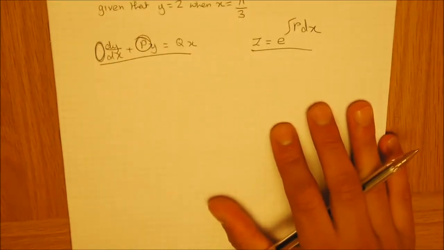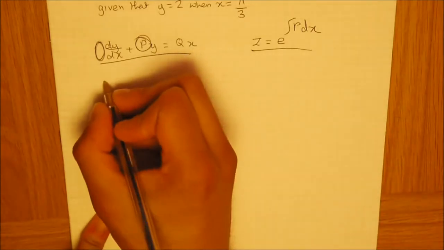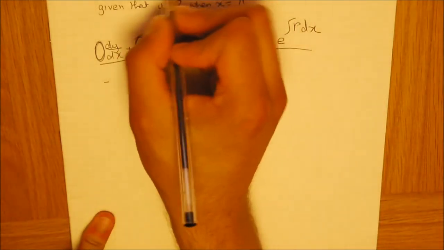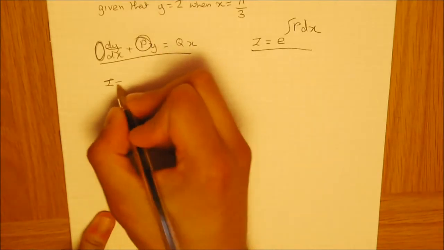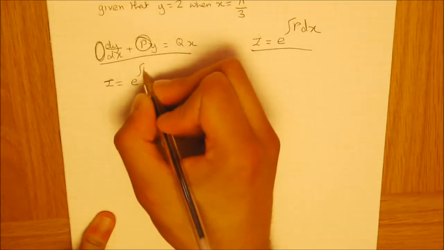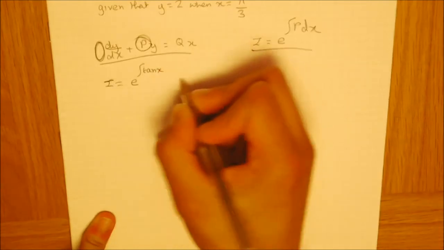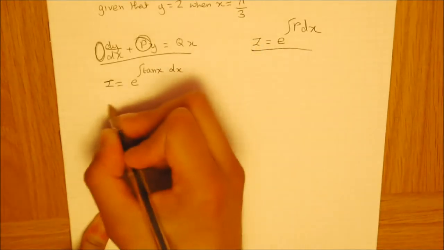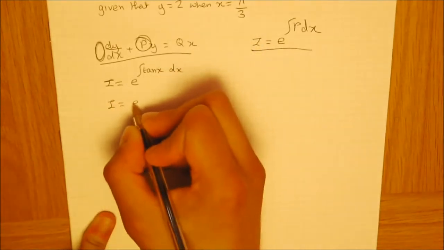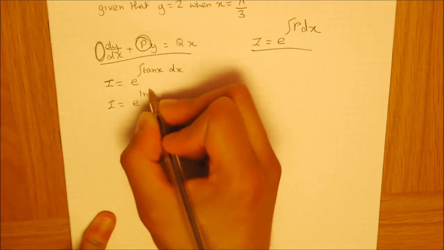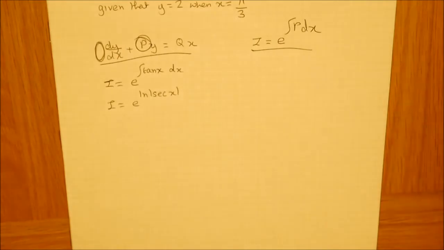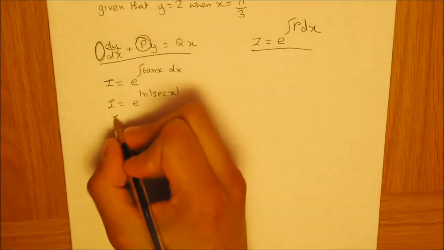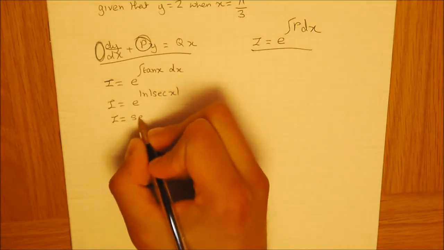Right, moving the paper forward. In this case, we know that our value of P is tan x. So I is equal to e to the integral of tan x dx. We can integrate tan x, which gives e to the ln of sec x. How convenient. What happens if we have an e to the ln? They cancel, which means all we have now is I is equal to sec x.